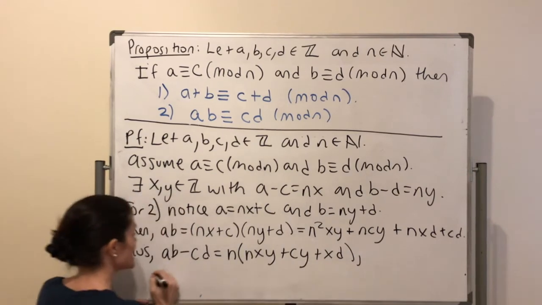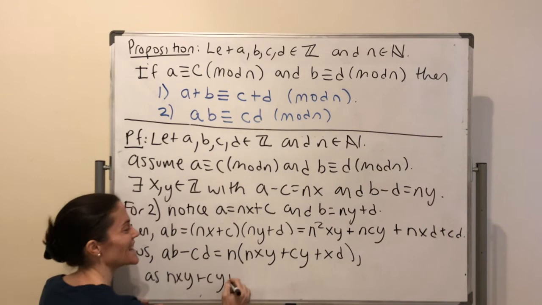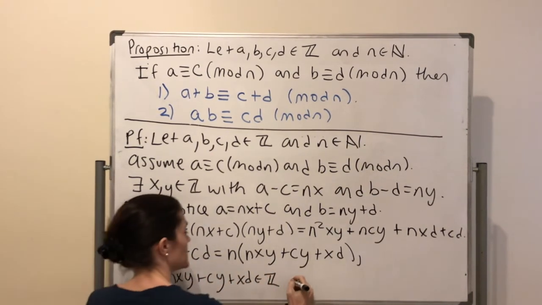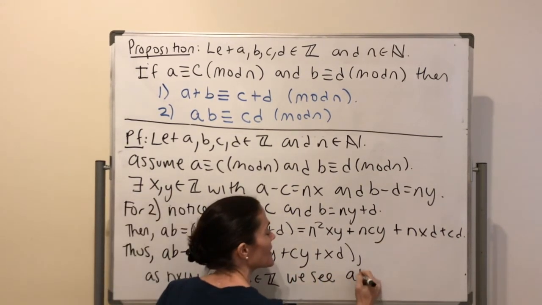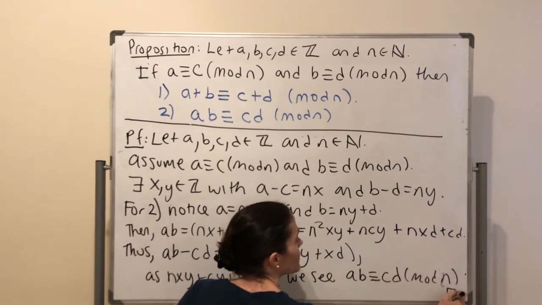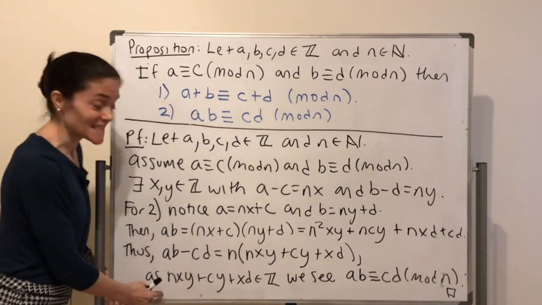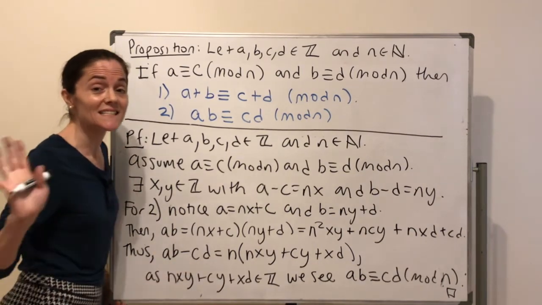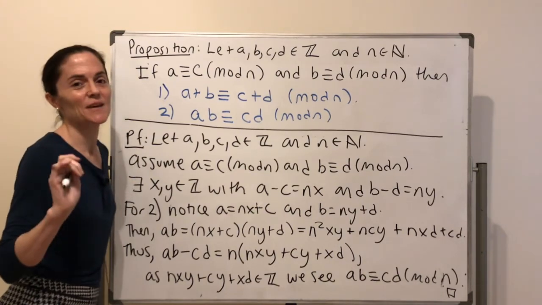And then as NXY plus CY plus XD is an integer, we see that AB is congruent to CD mod N. Because this here is an integer, that says that N divides AB minus CD, and this is the precise definition of AB being congruent to CD mod N.